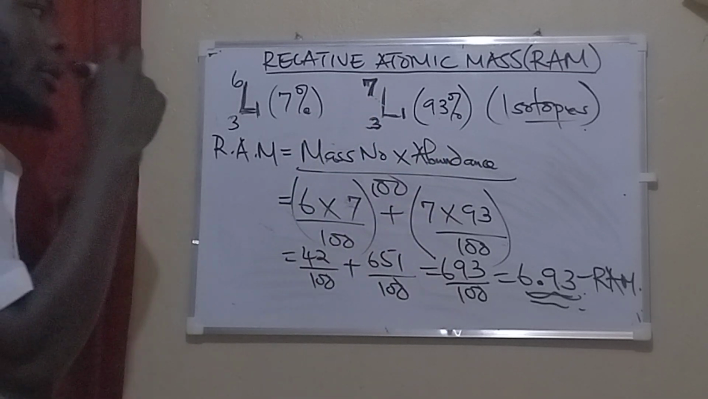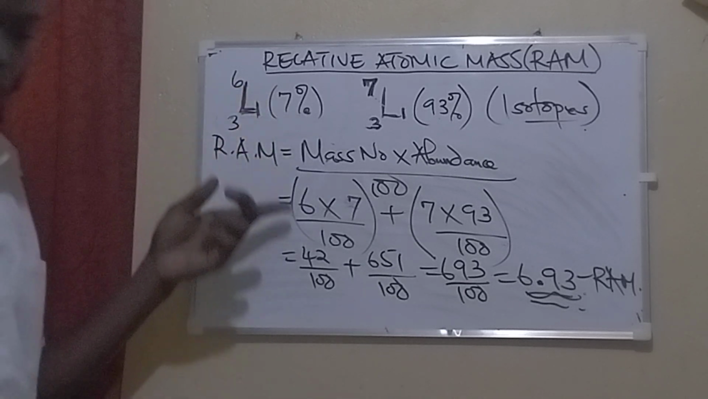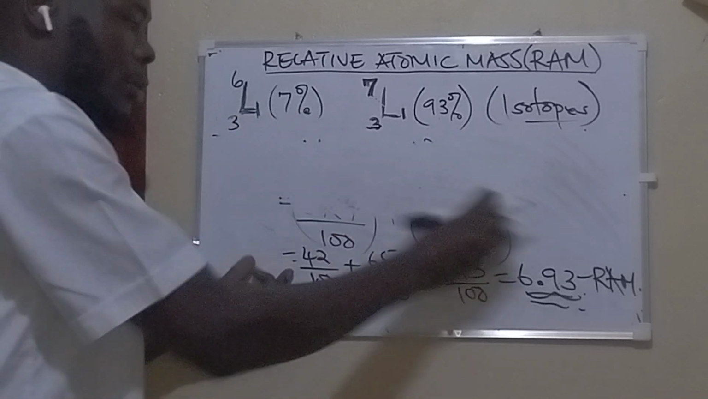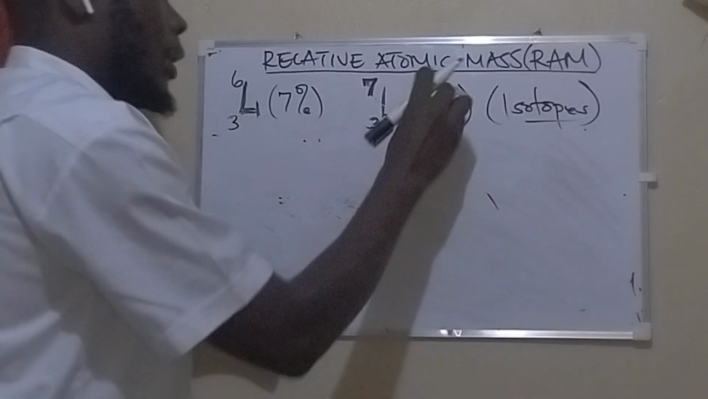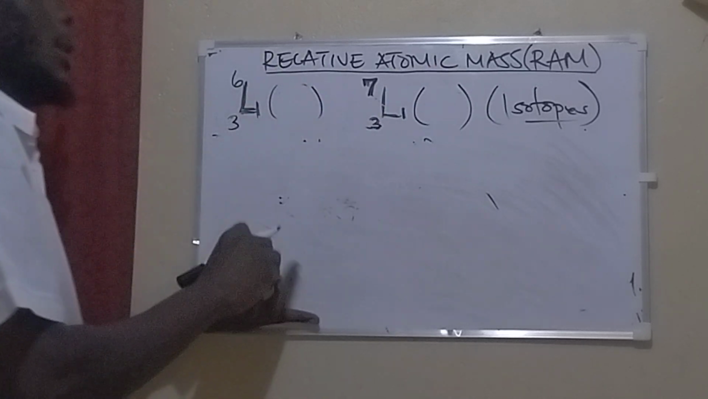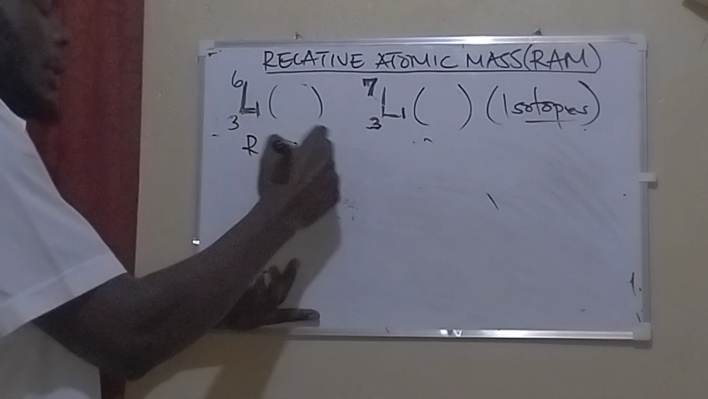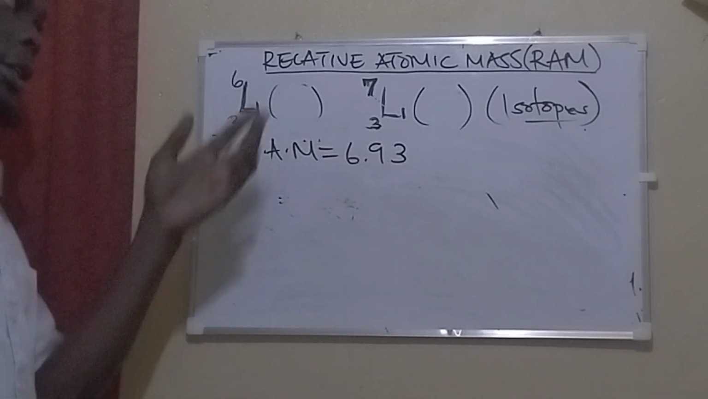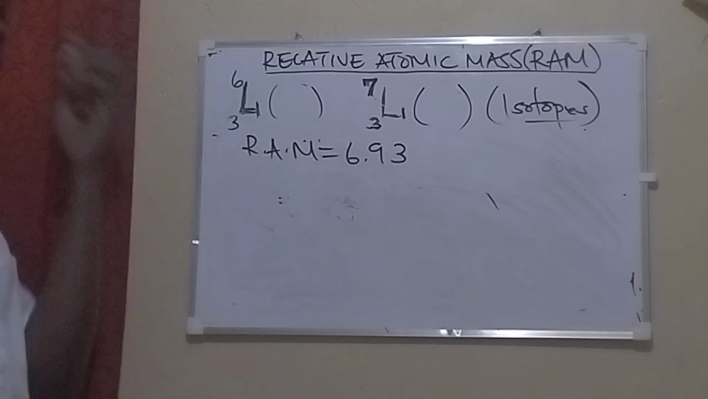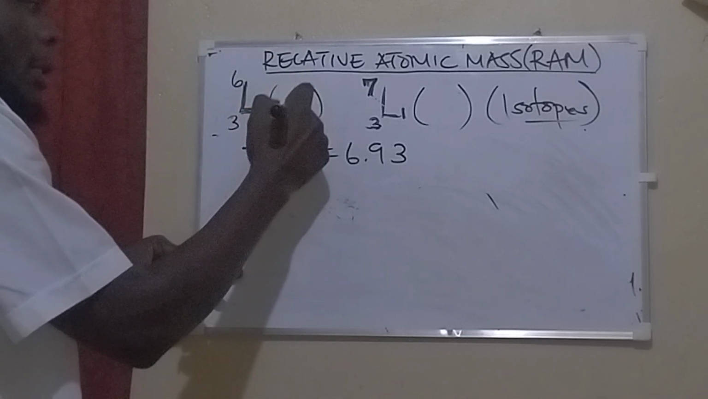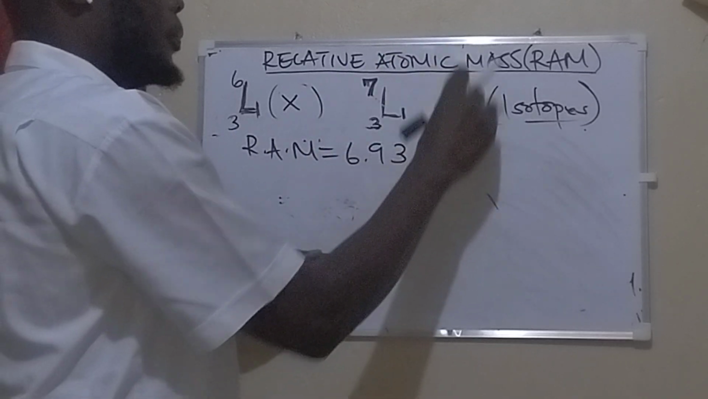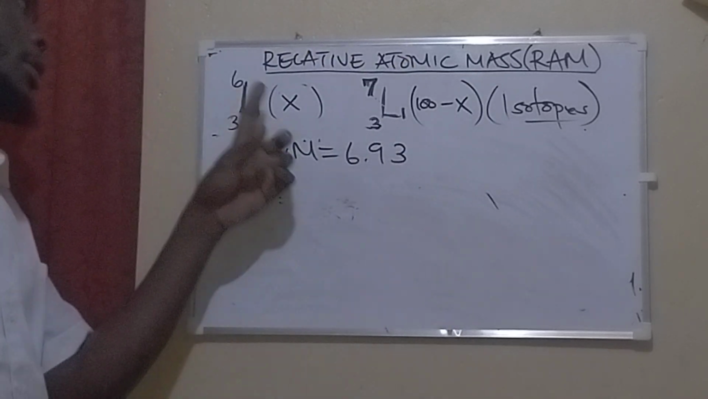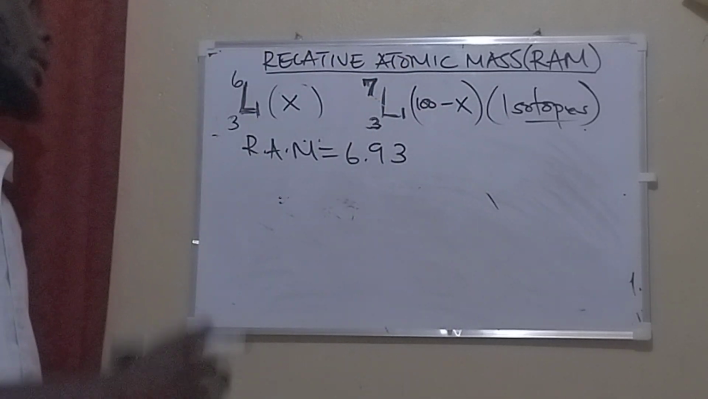Some questions may want you to get the abundance. Let's say you are given the relative atomic mass. You can still use the same example. Say you are not given the abundance and you are given the relative atomic mass as 6.93. Now they want you to find the abundance. If you are given such an equation, you have to say, let this one be x, then this one to be 100 minus x, since you know that the abundance adds up to 100%.